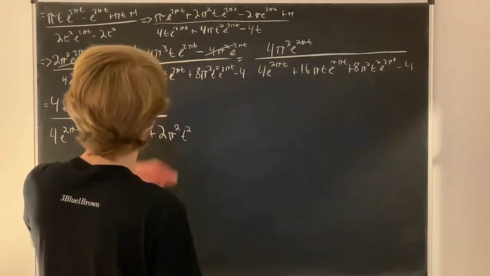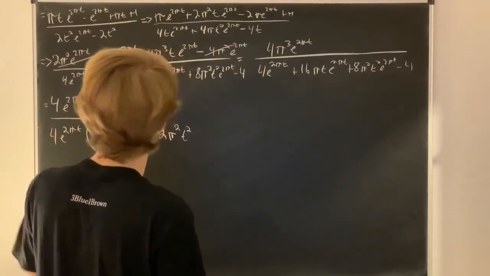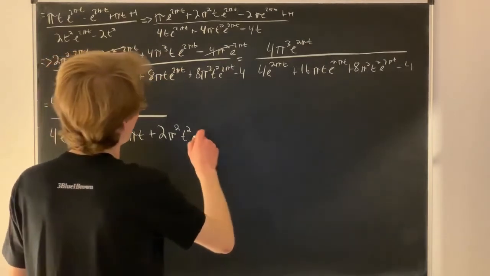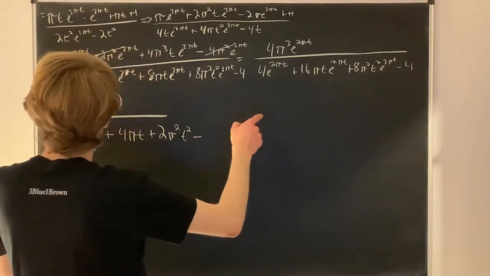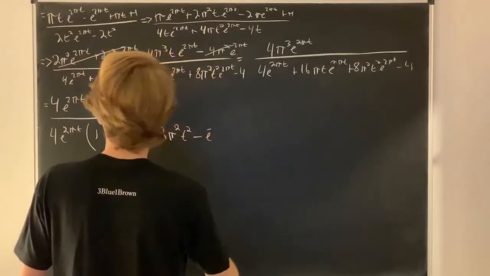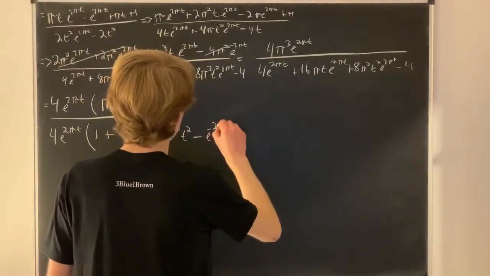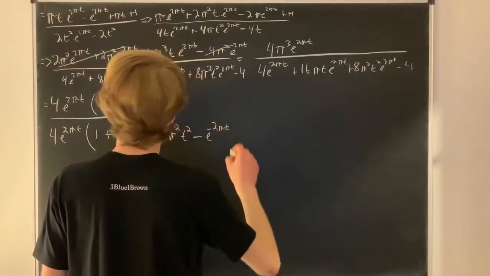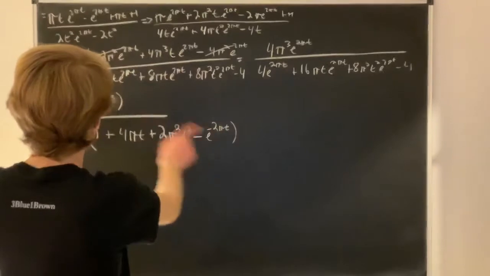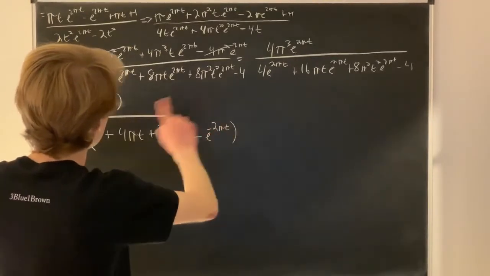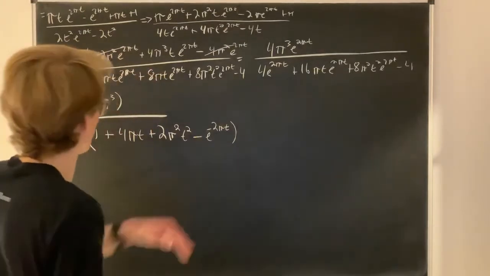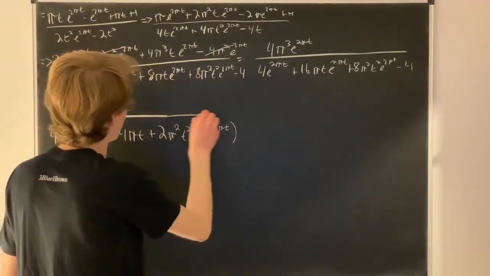So that would give us 8 pi squared t squared e to the 2 pi t, and then minus e to the negative 2 pi t. Because if we were to multiply this, we get minus 4 e to the 2 pi t over e to the 2 pi t. The e to the 2 pi t's cancel, leaving a minus 4, which is exactly what we want.